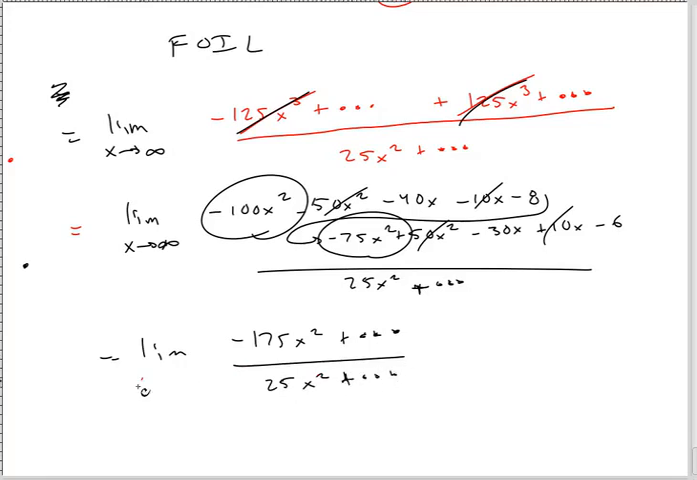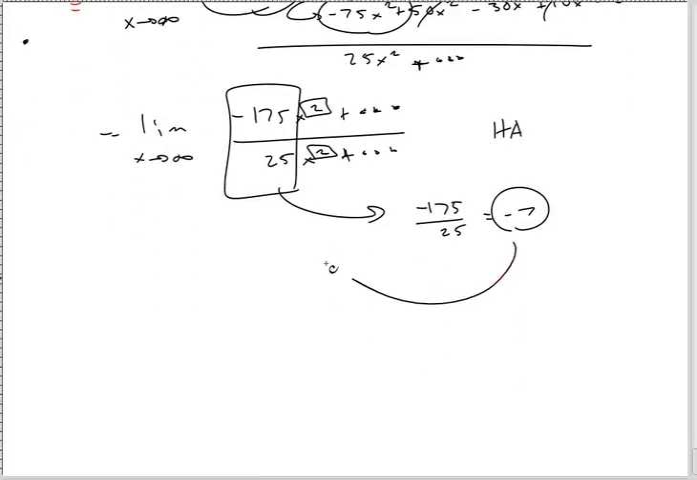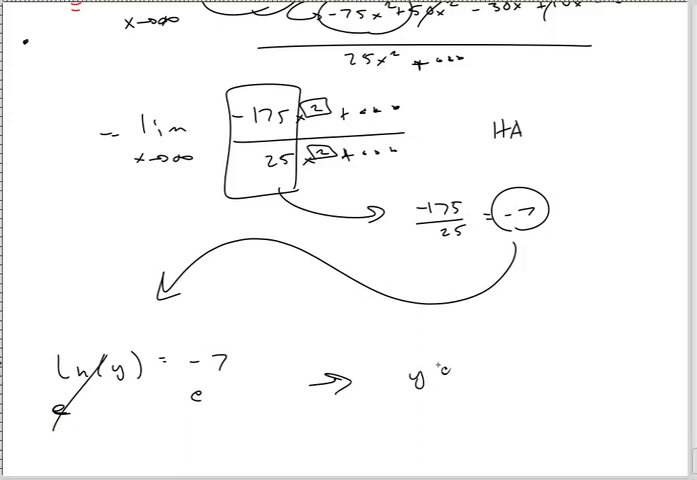And what I'm doing here, as I go to positive infinity, we're looking for the horizontal asymptote. Now notice that my degree at the top and bottom are the same, and so you could just look at the front fraction, and so negative 175 over 25 yields a negative 7. That's not your answer, because we still have to do the ln of y is equal to negative 7. E both sides, and then now we have our answer. y is equal to e to the negative 7.